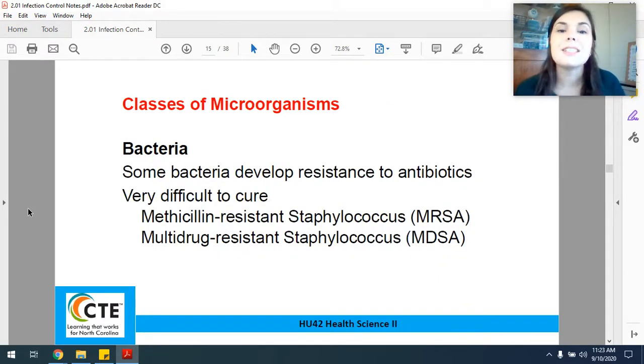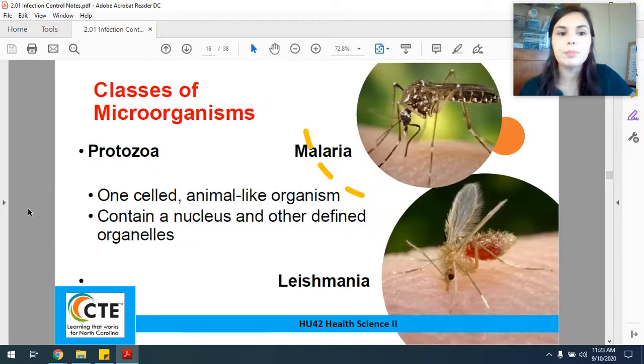Some bacteria develop resistance to antibiotics, and this is very difficult to cure because if you continue using the same antibiotic to treat an infection, it's going to build up a resistance, and then it's no longer going to react to that antibiotic, and it's going to continue to spread. Things like MRSA and MDSA are two very common bacterial infections that tend to develop resistance to antibiotics, so we're constantly having to come out with new drugs to treat those. If you're someone who gets lots of MRSA infections, it can be very difficult to treat them because your body has already built up a resistance to many types of drugs.